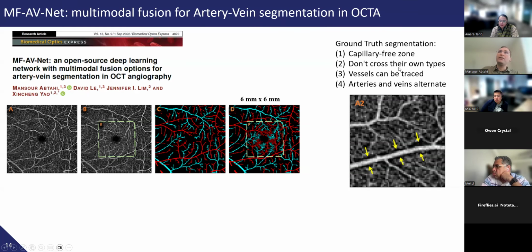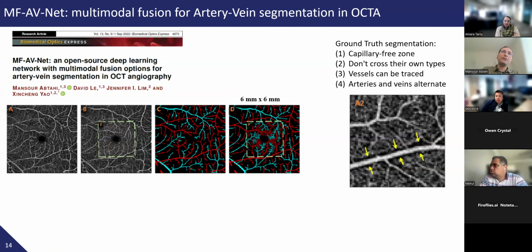Another feature is that arteries do not cross arteries, and veins do not cross veins. Also, we can trace vessels: if we know that, for example, this is a vein, we can trace it to detect other vessels as veins or arteries. And also, generally we have an alternating pattern of arteries and veins in the images.